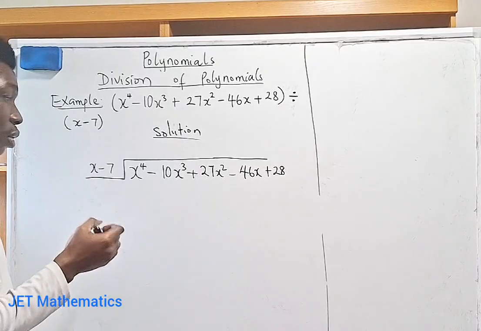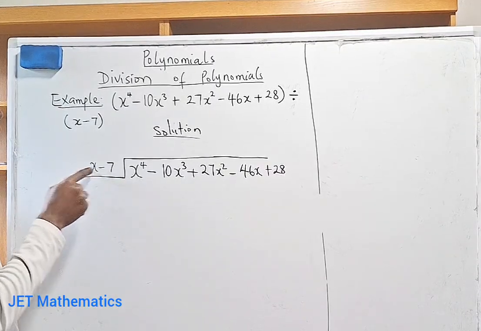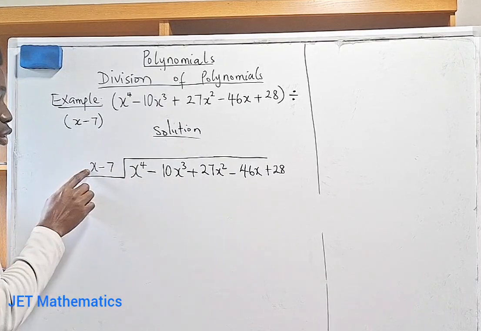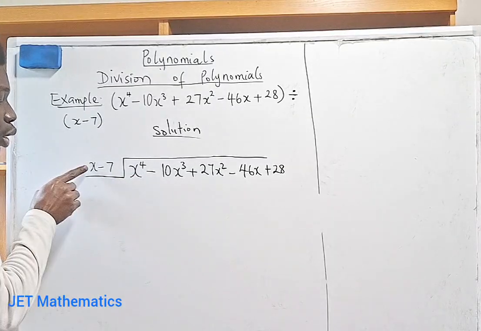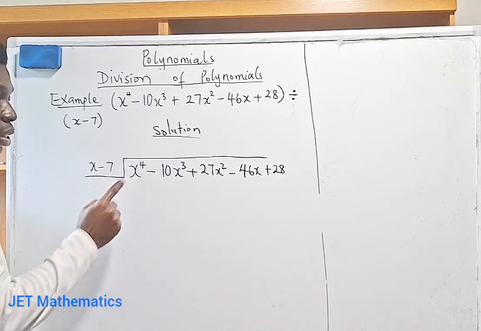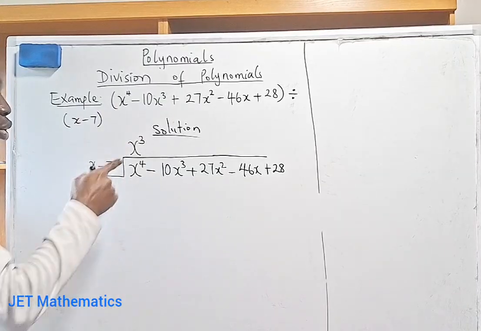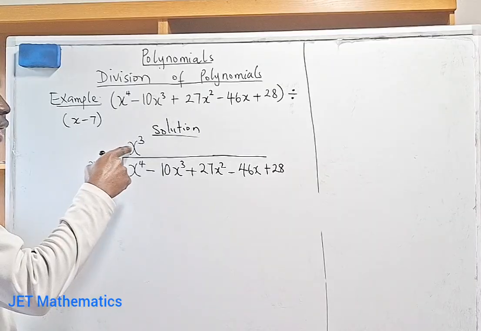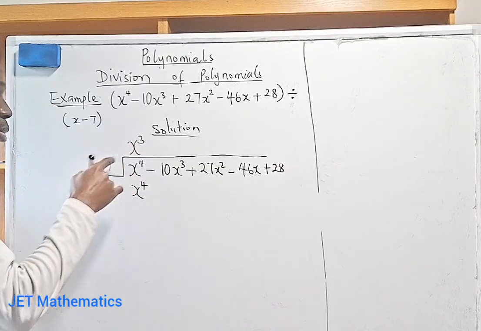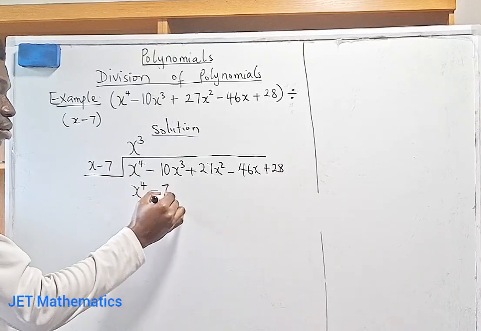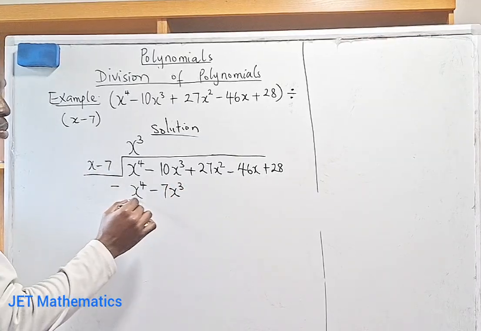All right. So first step, you ask yourself, what can you use to multiply x to get x to the power 4? Obviously, if we use x cubed to multiply x, we'll get x to the power 4. So we'll put x cubed here, and then we use x cubed to multiply the divisor. x cubed times x gives us x to the power of 4, and x cubed times minus 7 gives us minus 7x cubed.